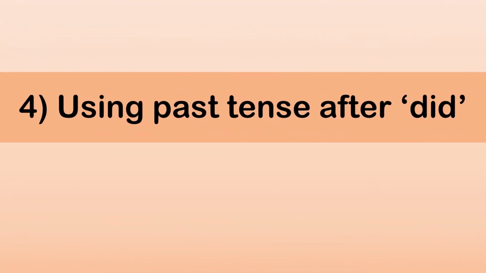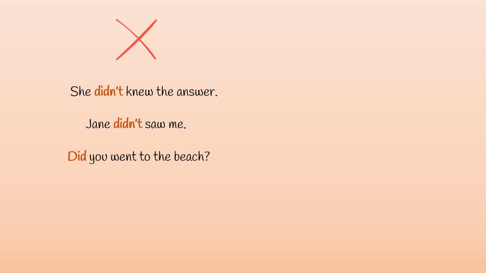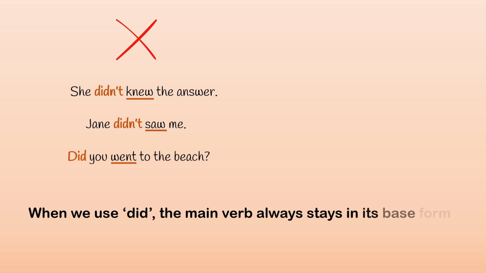Number 4. Another common mistake learners make is using past tense after the auxiliary verb did. These sentences are incorrect because after the word did, past tense has been used. Knew, saw, and went. When we use the word did, the main verb always stays in its base form. Let's fix up these sentences.